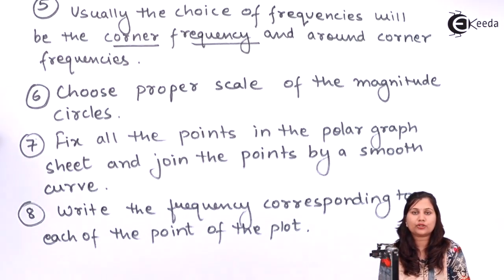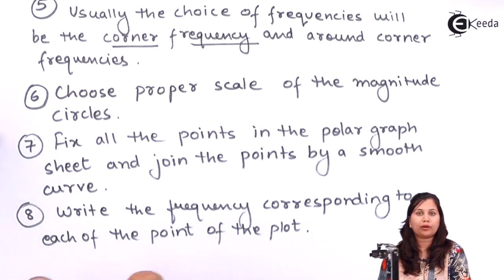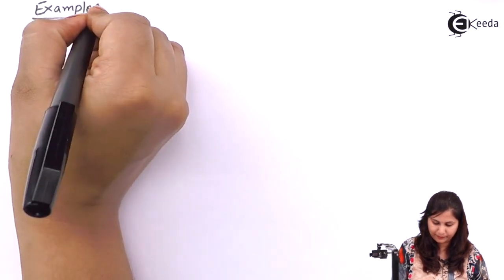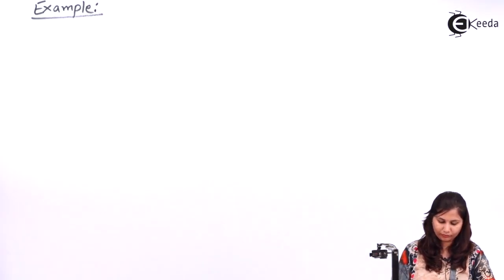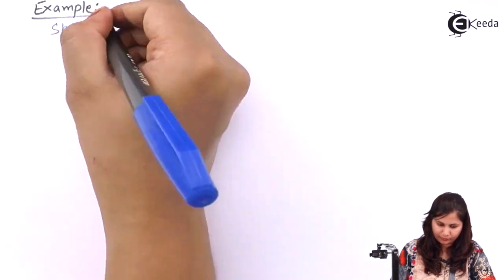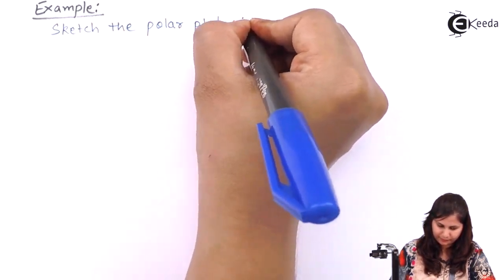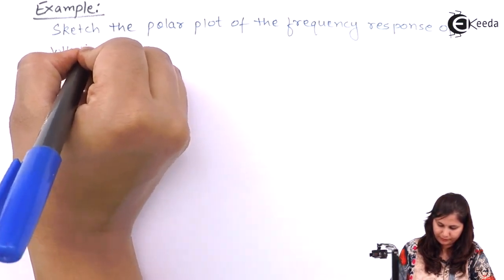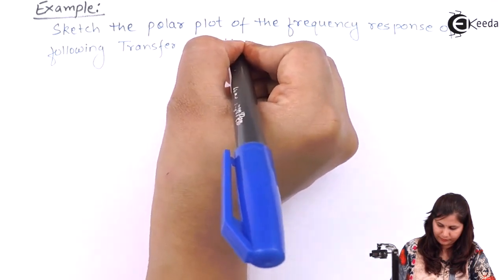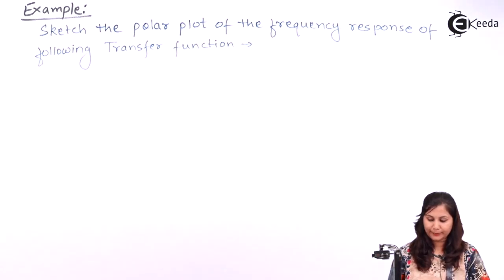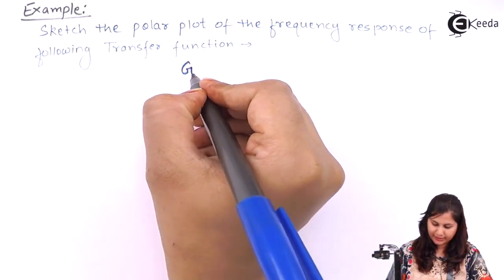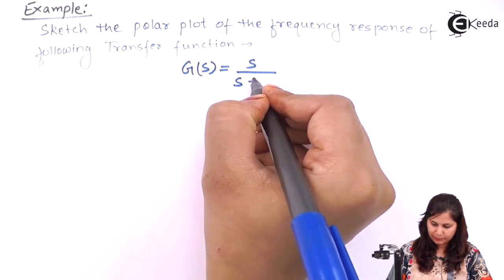Let's take an example so that you will clearly understand how we can plot the polar plot of a system. In our example, we have to sketch the polar plot of the frequency response of the following transfer function, and the transfer function is given as G(s) equals s upon s plus 1.